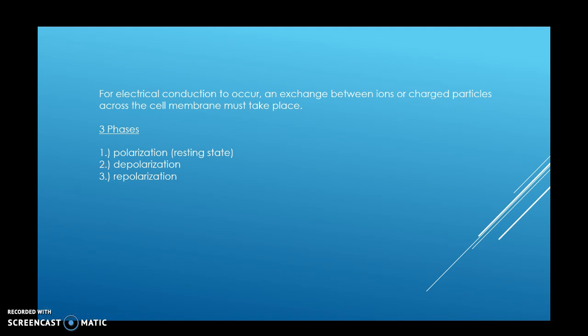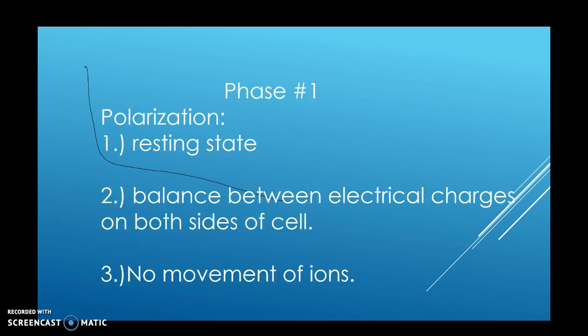This is the cycle of a myocyte to get contraction of the heart. And during polarization, sodium is on the outside positively charged and potassium is on the inside negatively charged. So we're going to talk about each one of these phases. Okay? We've already talked about polarization. Again, it's at the resting state. It's when there's a balance between the electrical charges on both sides. And that means there's no movement of the ions. The ions are stationary. Sodium is on the outside, potassium is on the inside at this point.